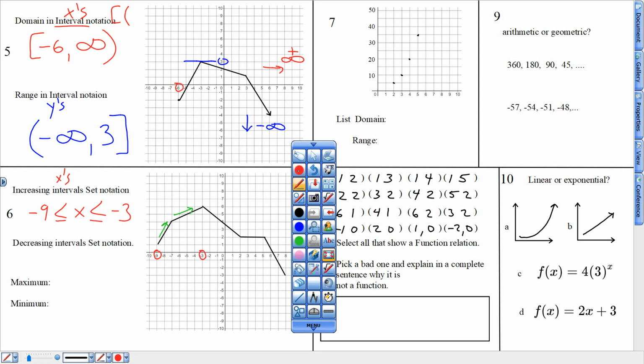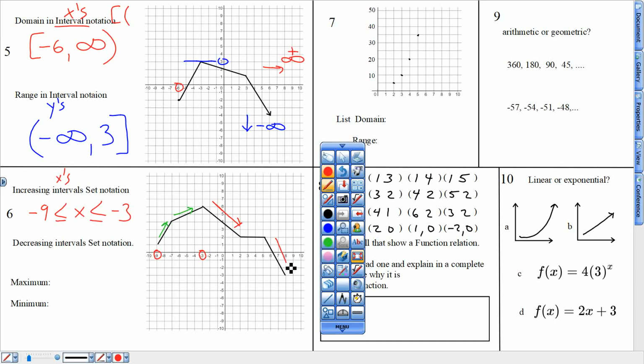Decreasing, I do have 2 sections. I'm going to break up into 2 separate parts, those 2. So again, looks like from -3 to 2 is one section that's going downhill, and then from 5 to 8, I'm looking at those x-axis numbers to describe my boundary there.